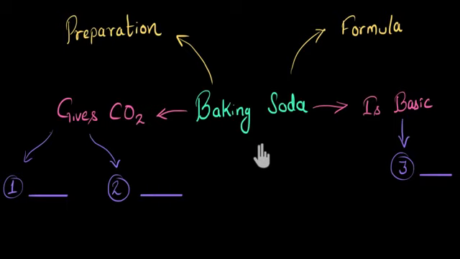Now let's summarize the video. In this video, we spoke a lot about baking soda. We looked at its chemical formula and also how it gets prepared. And I hope that you remember how many reactants were involved to make this and what were those reactants. We also saw that baking soda has two properties. One, that it gives out a lot of carbon dioxide gas. And based on this property, we saw two use cases of baking soda. And the other property was that it is basic in nature. And based on this, we saw the third use case of baking soda.